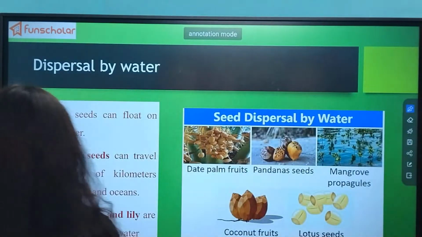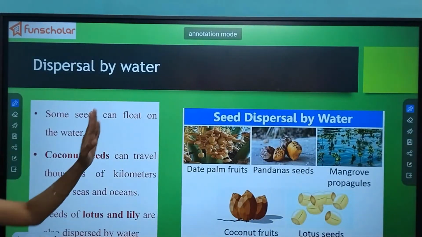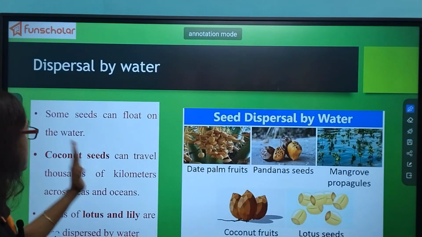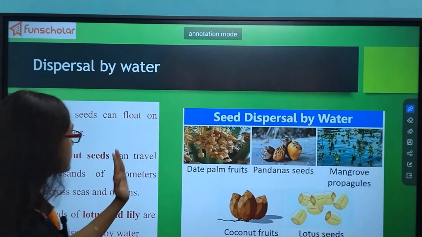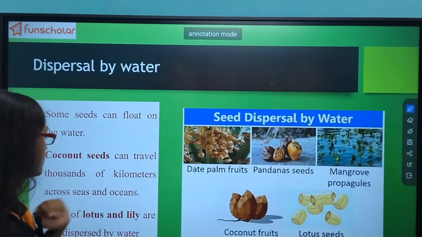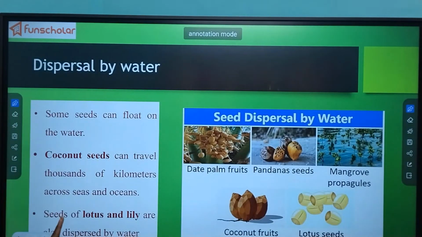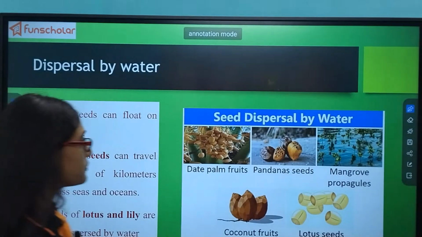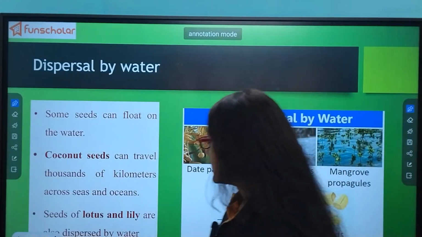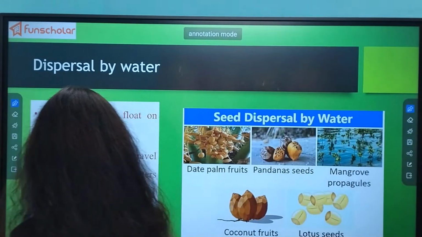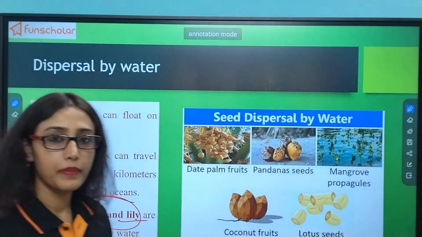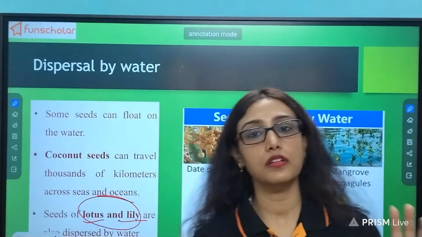Okay, see, some seeds can float on water. One of those is the coconut seed. Coconut seeds can travel thousands of kilometers across seas and oceans. I have told you of other plants which travel through water: the seeds of lotus and lily. They are water plants and their seeds are also dispersed by water only.